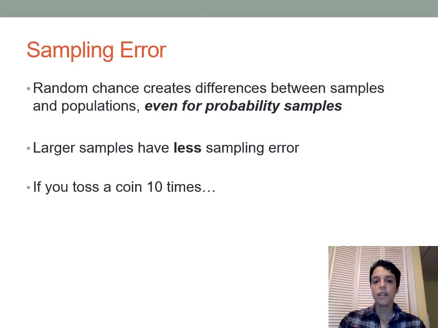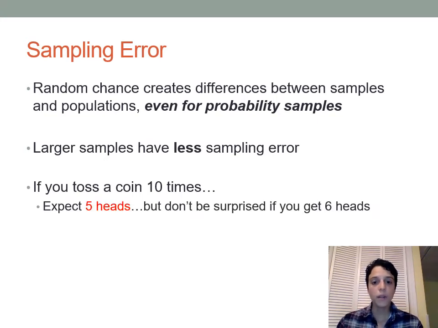So if we think about a coin toss again, if you toss a coin 10 times, you'd expect it to come up as heads 5 of those times, right? Because it's a 50-50 chance. But you wouldn't be surprised if you happen to get 6 heads. So thinking of that in terms of a sample, if you had a sample of 10 and you were expecting to get 5 of something, it wouldn't be surprising if you just happened to get 6 by chance.